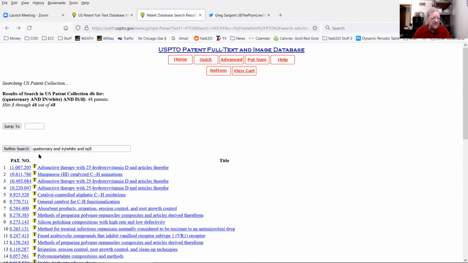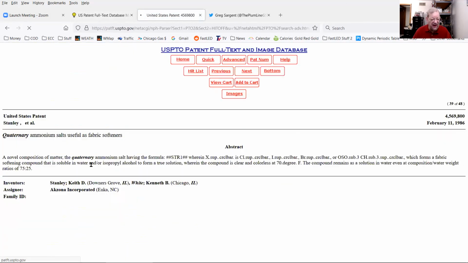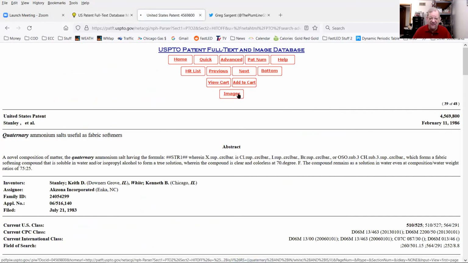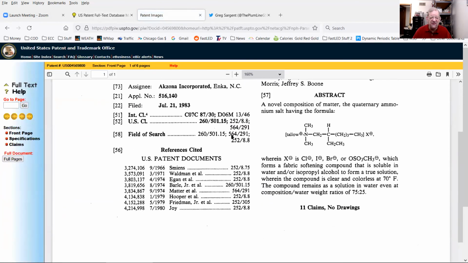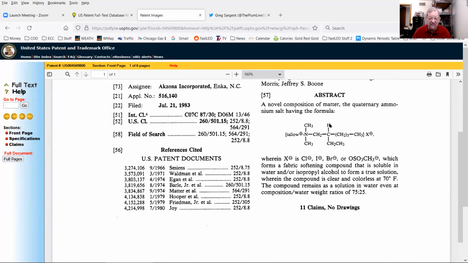These are the search terms: quaternary, and IN is inventor, white, IS is state, Illinois. And if I go down here, click on this, this is a US patent, and I click on images. Does anybody see somebody's name familiar? Keith and I, our patent. Now, look over in the abstract. Can you see this on the right?